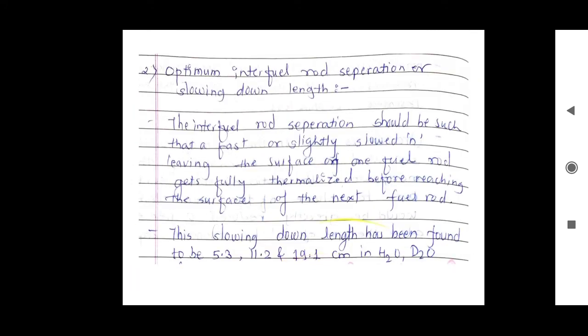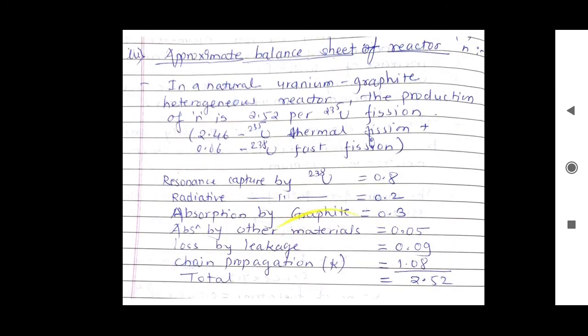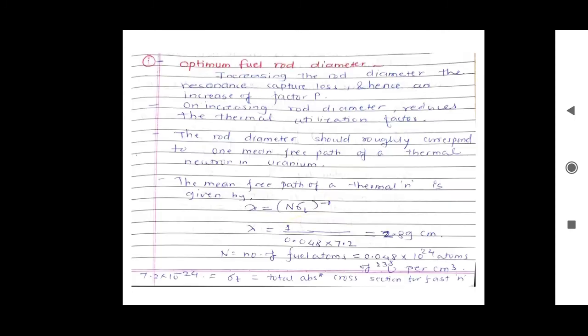Here 3 to 4 steps are given, so we will see those steps. First is the optimum fuel rod diameter. Increasing the rod diameter increases the resonance capture loss and hence the factor P, and increasing the rod diameter reduces the thermal utilization factor. The rod diameter should roughly correspond to 1 mean free path of a thermal neutron in uranium.